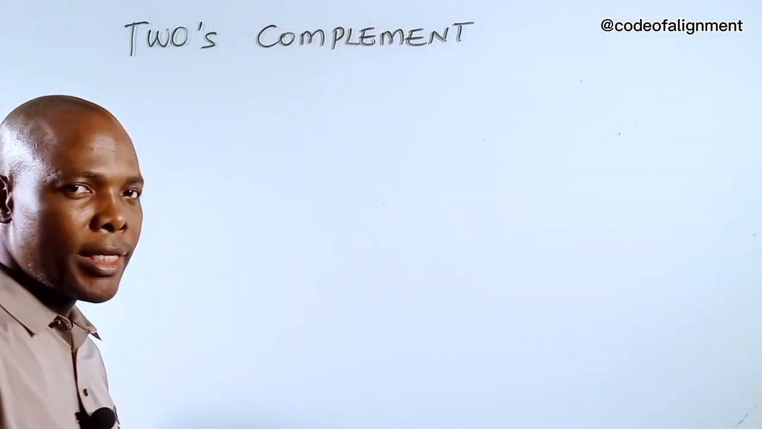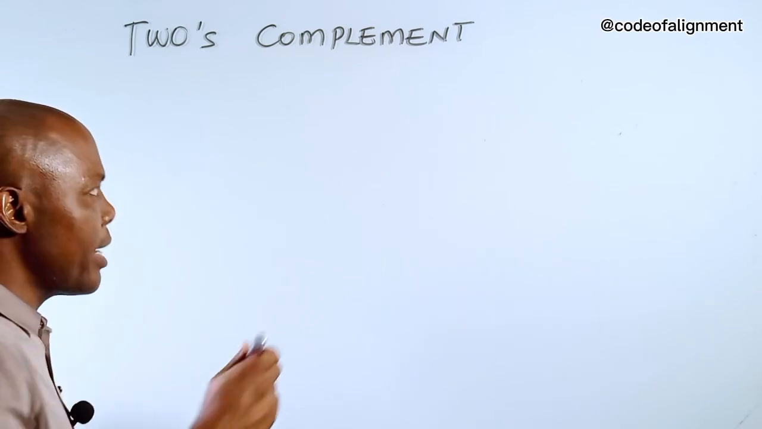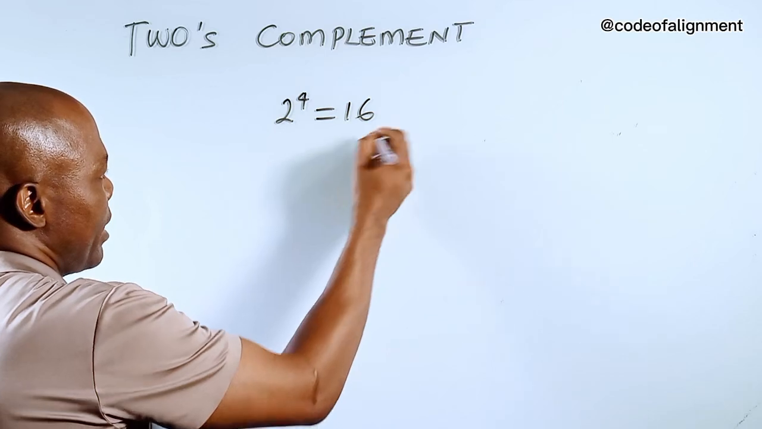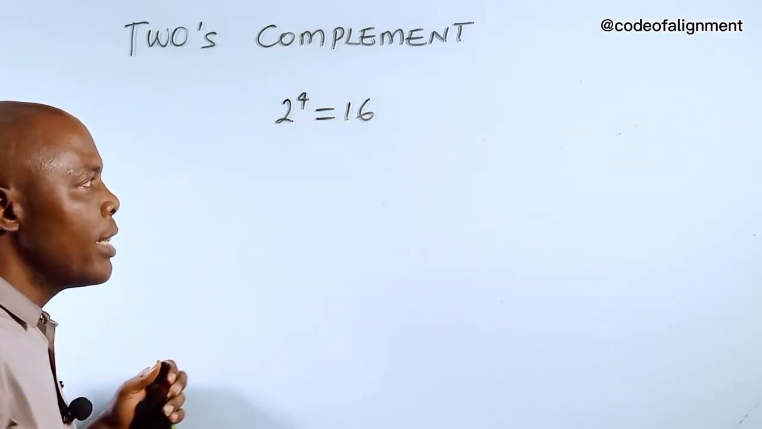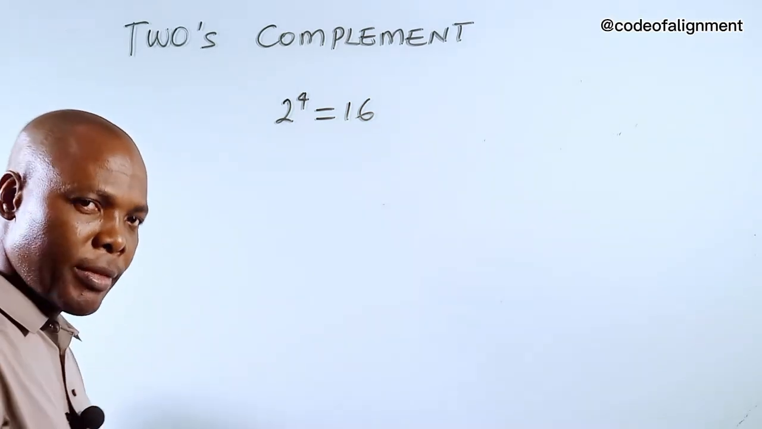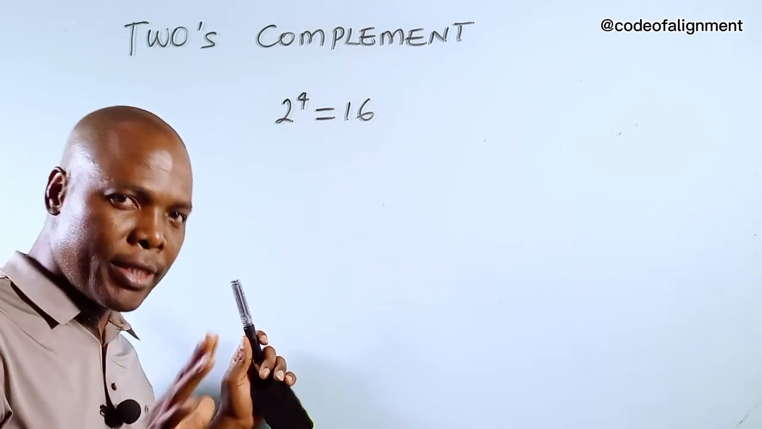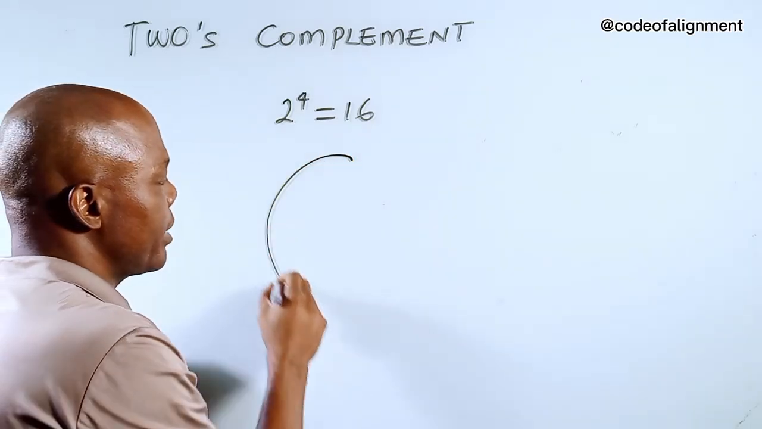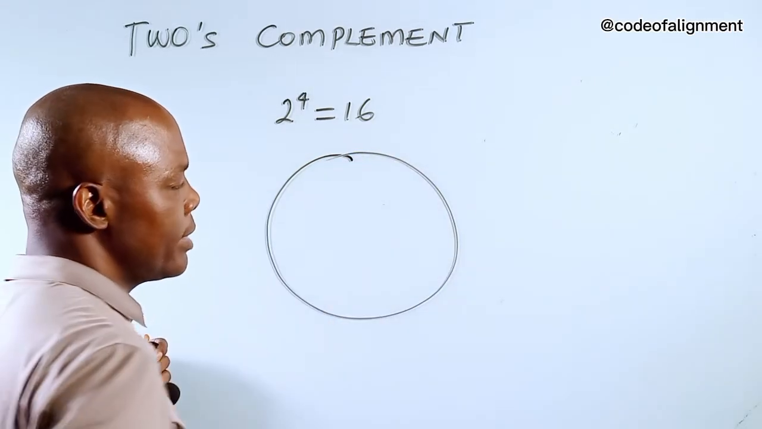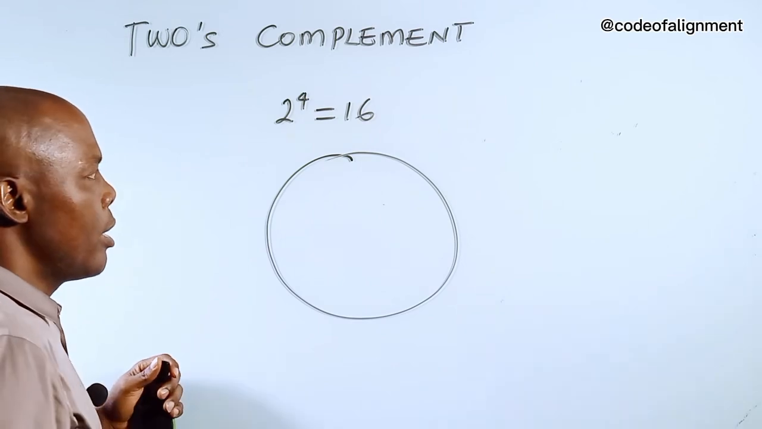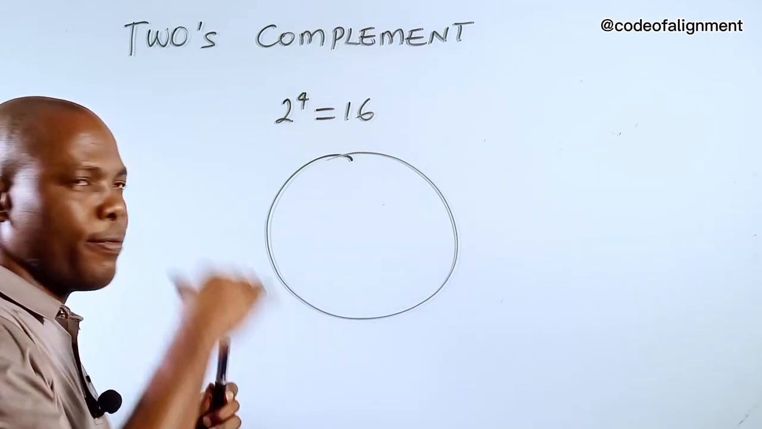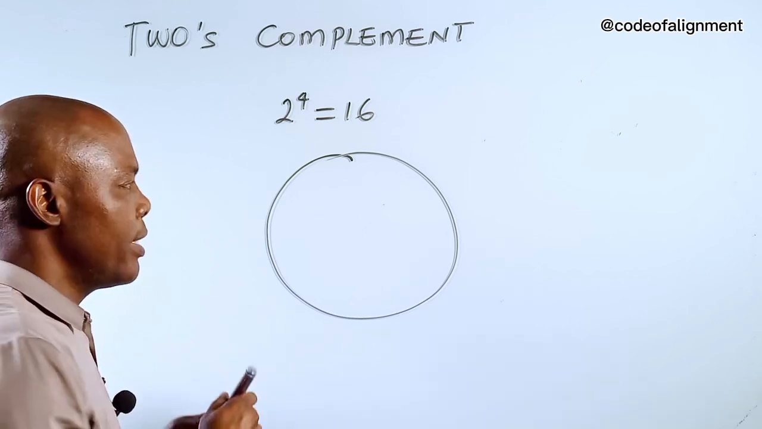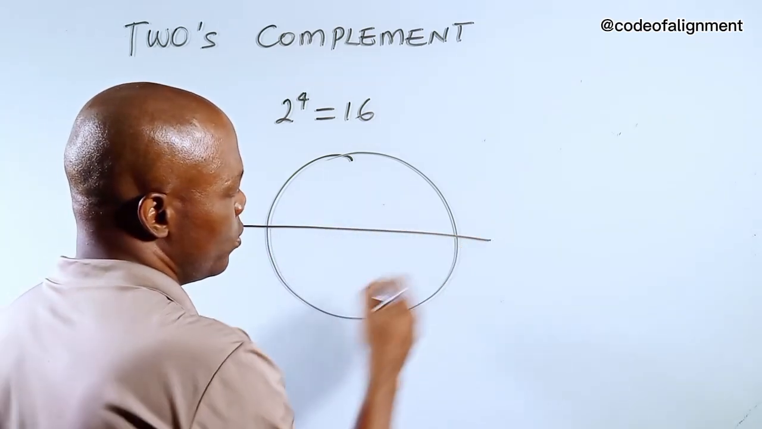So if you are still looking at 4-bit, 2 raised to power 4 equals to what? 16 patterns, right? Let's assume we are having a community, and in this community we have 16 houses. But we want half to be positive and the other half to be negative. So we'll divide this into 2.